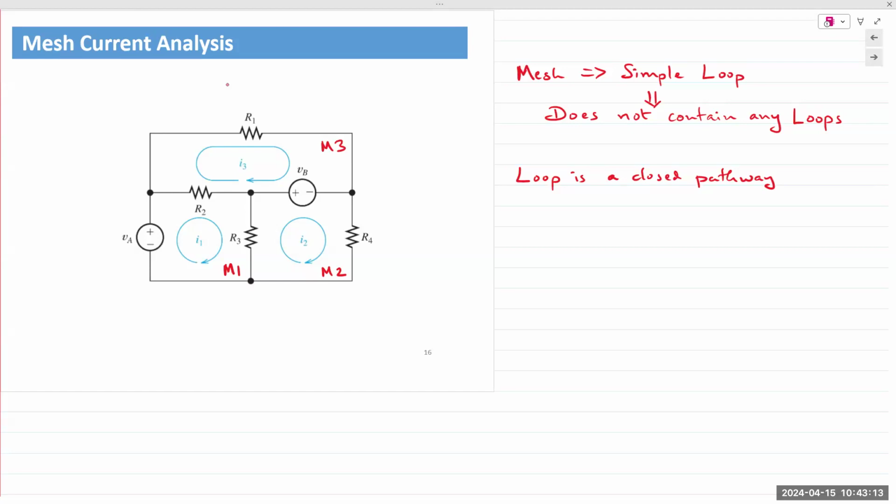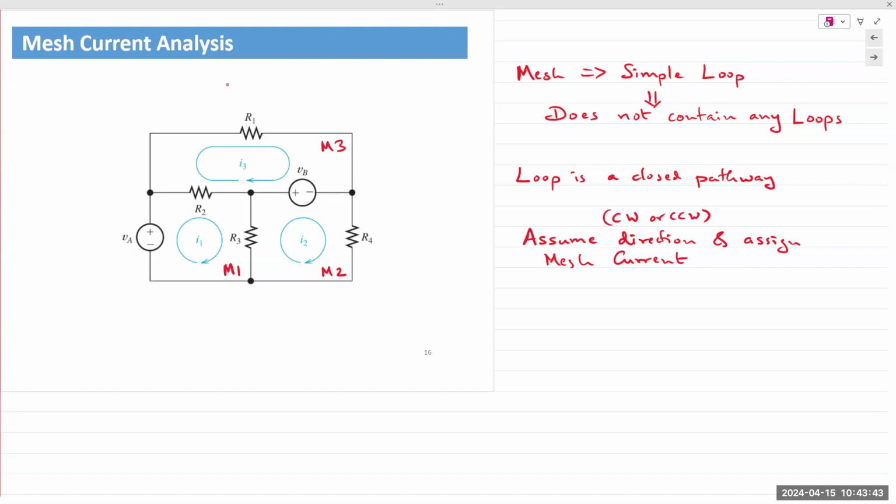Your analysis will turn out to be correct. So assume a direction and assign mesh currents to each single mesh. This is also summarized on the next slide. Again, it does not matter which direction you choose, clockwise or counterclockwise.